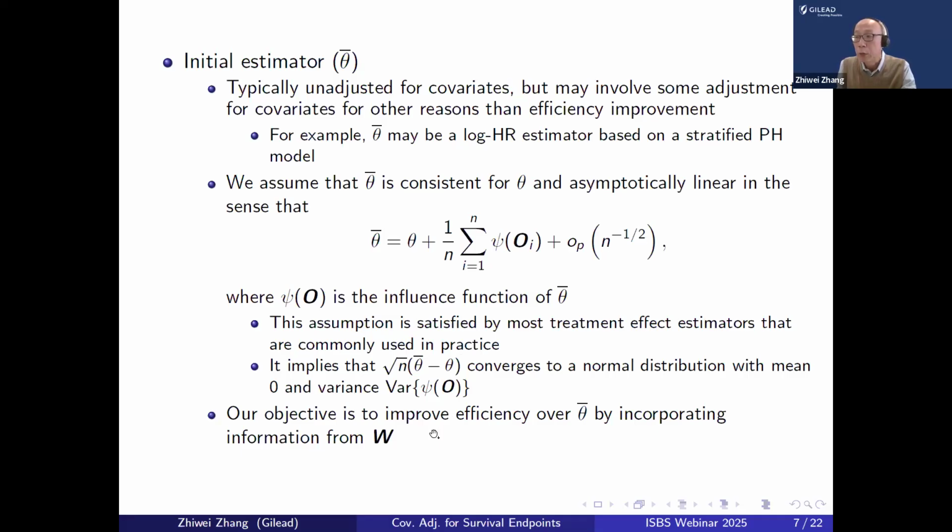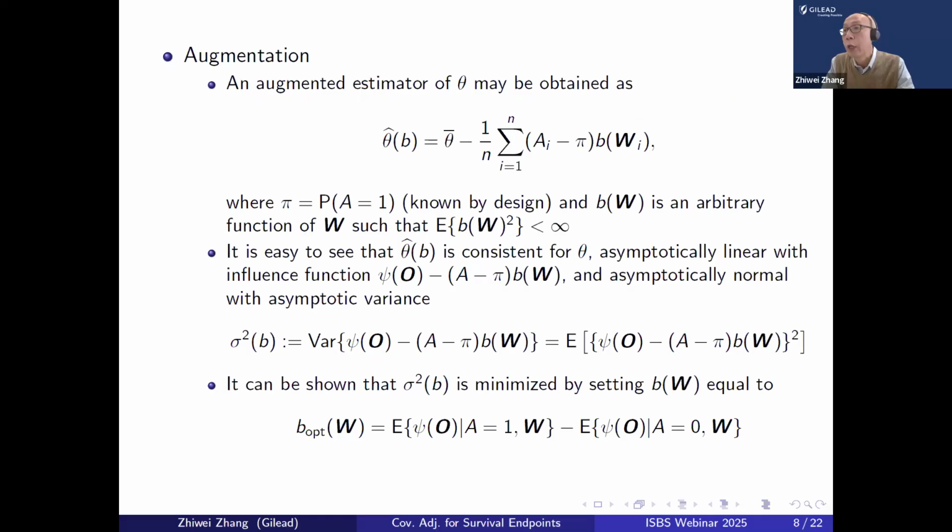Our objective here is to improve efficiency over theta bar by incorporating information from W. And our approach is a general purpose augmentation approach rooted in semi-parametric theory. You don't need to know semi-parametric theory in order to understand this approach. Here, an augmented estimator of theta may be obtained by subtracting from the initial estimator an augmentation term involving an arbitrary function b of the covariates W. The only requirement here is that b of W must have a finite second moment. Otherwise, the function b is arbitrary.